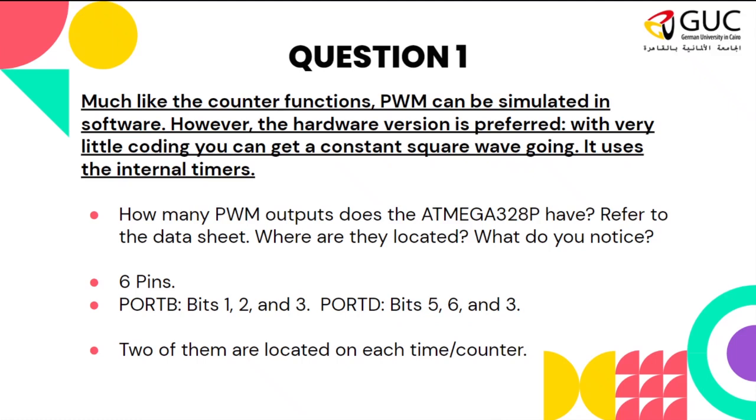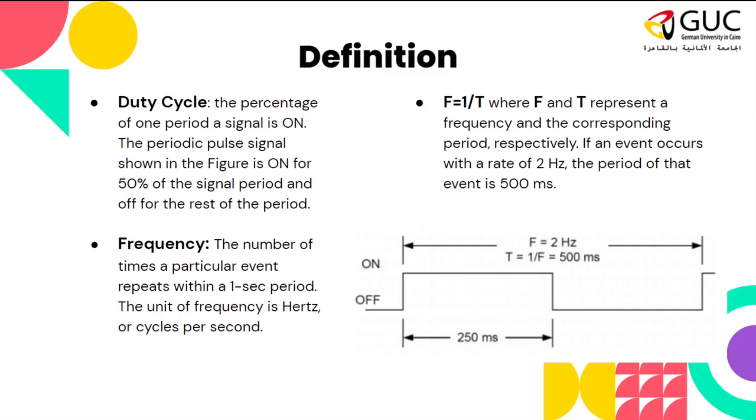We will talk about this while solving the next questions, that the PWM works using internal timers. Before jumping to the next question, we need to remember what we mentioned earlier about the PWM, that it has 2 parameters, which are the duty cycle and the frequency. The duty cycle is the percentage of one period a signal is on, and the frequency is the number of times a particular event is repeated within a 1 second period.